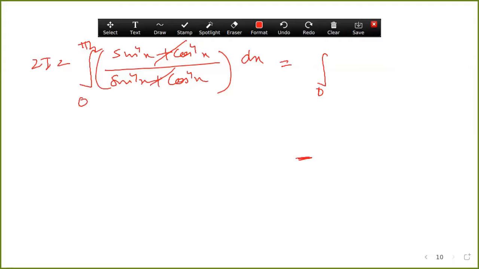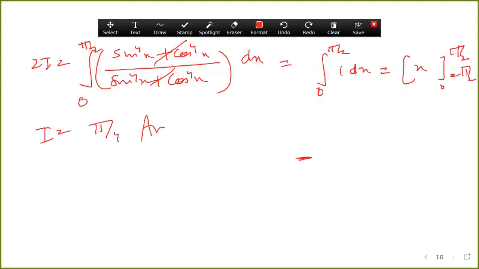0 to pi by 2, 1 dx, and this is x from 0 to pi by 2, it becomes pi by 2. So I will be equal to pi by 4. This is the answer.